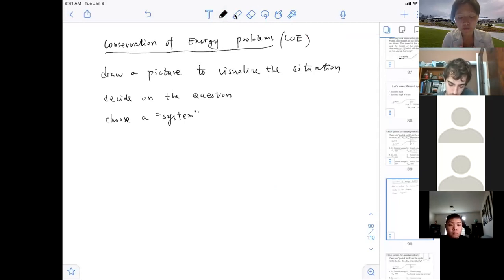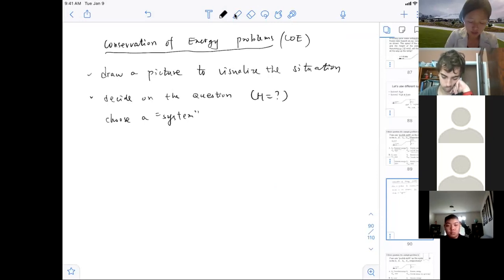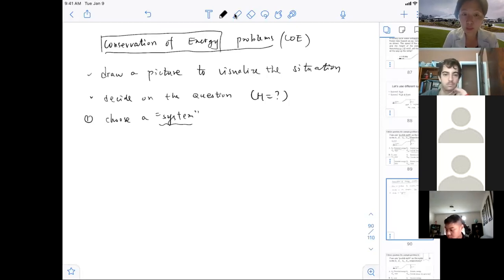That's particularly useful for Newton's law problems. Here for energy, conservation of energy problems, other than these two steps, which you always do, drawing a picture and deciding what question you want to solve, in this case is the highest point H, you will start with choosing a system. For conservation of energy problems, you always need to be explicit about your system. And we did. We said puck and Earth is our system.